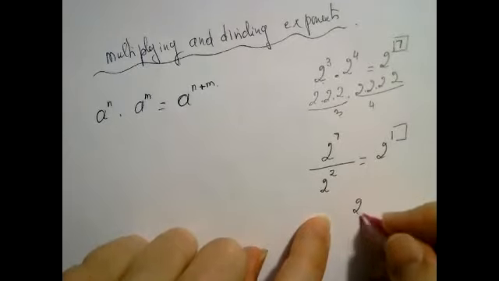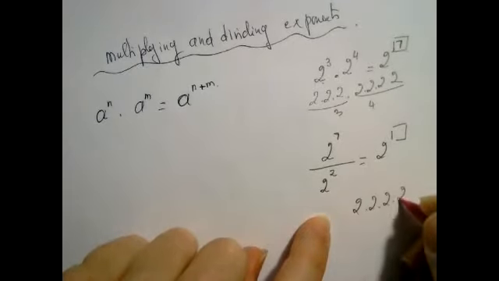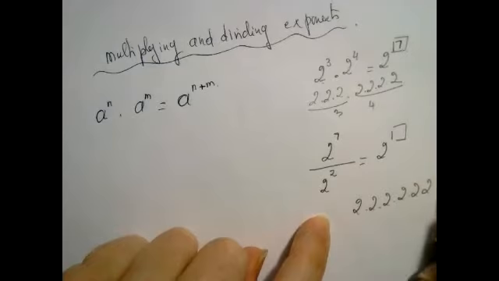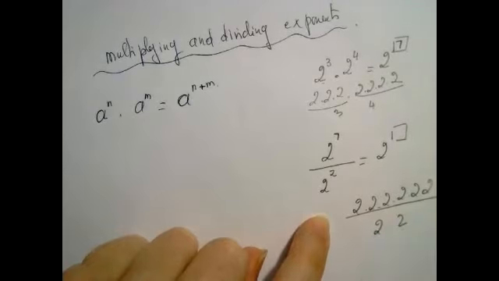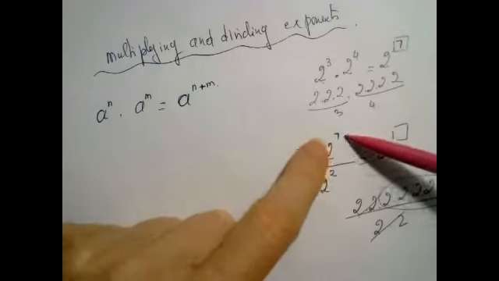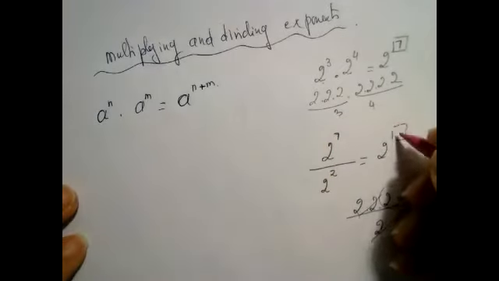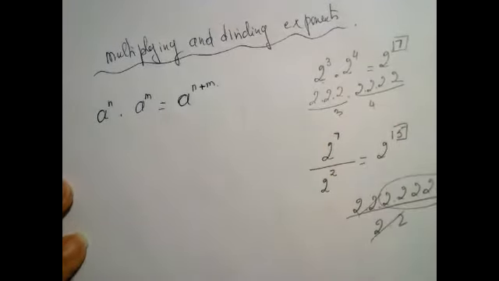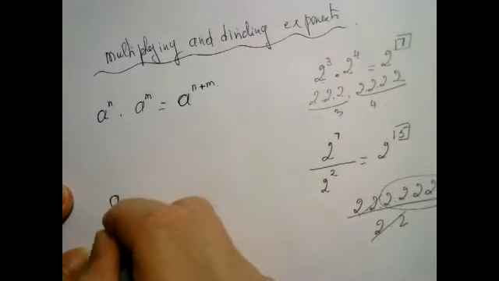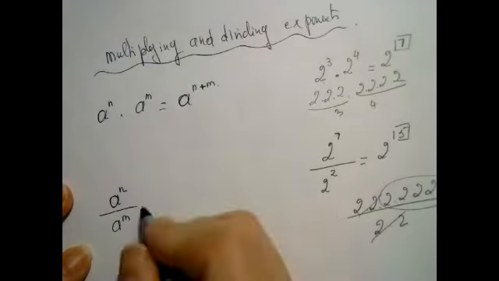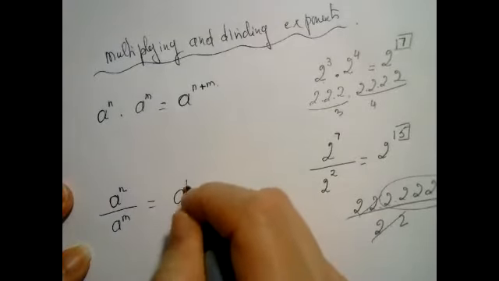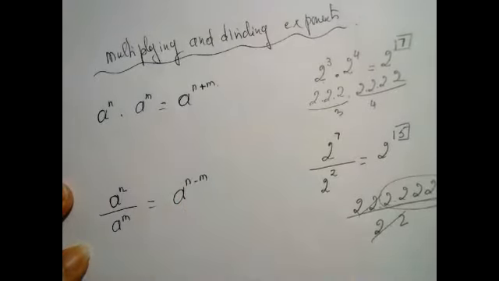So I have 1, 2, 3, 4, 5, 6, 7. I divide them by 2 times 2. 2 will go, and I will be left with the 5. Where is the 5 coming from? It's the 7. You take away the 2. So another property of the exponent, if you take a to the m over a to the n, what you do with the power is you subtract them, m minus n.